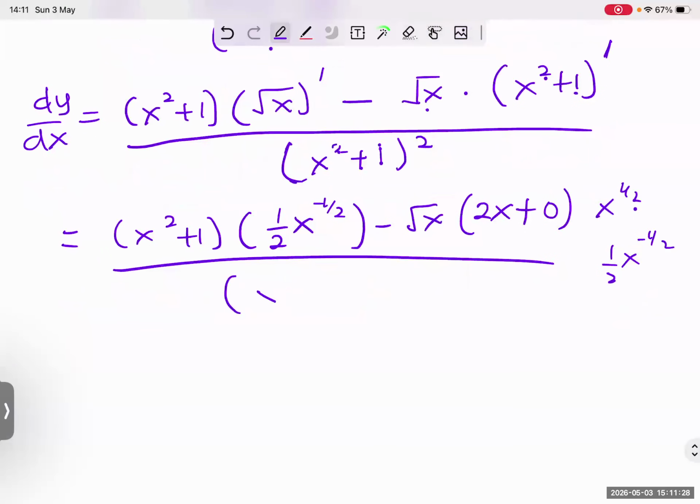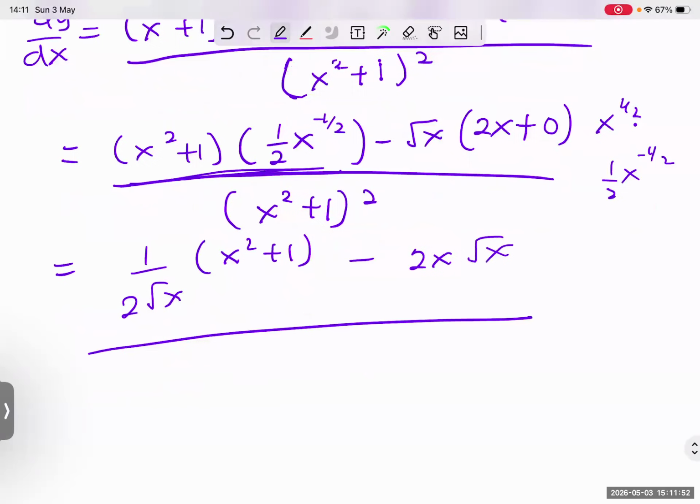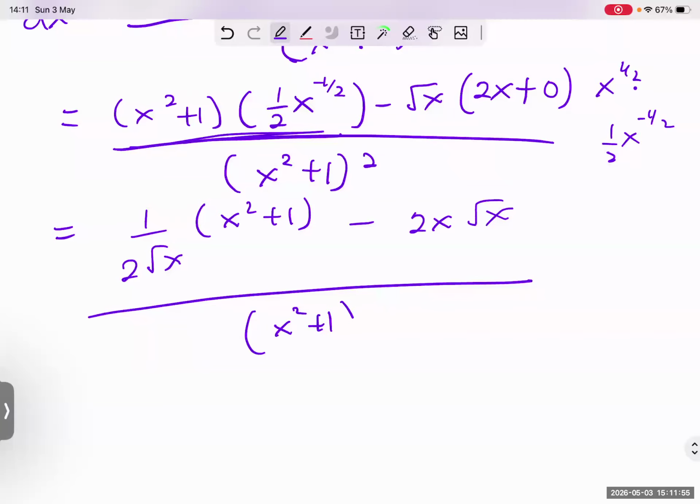Divided by my x squared plus 1 all squared. And this will be equal to, if we clean up a little bit, 1 over 2 root x into bracket, I have my x squared plus 1 for this part here. Then we have minus 2x times the root x, all divided by x squared plus 1, all raised to the power 2. You can simplify a little bit, or you can leave your answer in this form. That depends on your level of algebra.